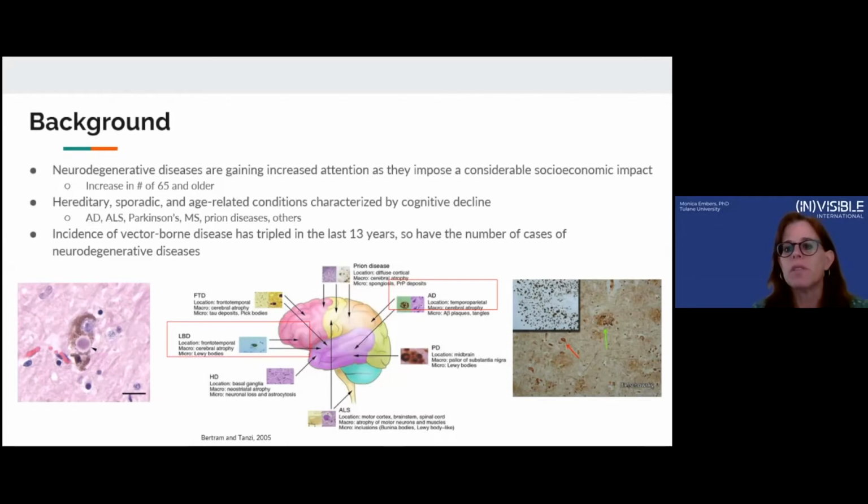As you can see in this image, the clinical manifestations of a particular disease reflect the type of pathological protein that accumulates, the region of the brain that's impacted, and the types of neurons that are susceptible. For this CME, I'm only going to focus on two of these diseases, which are Alzheimer's and Lewy body dementia. In the left image, you'll see an image of a Lewy body, and in the right, you'll see a characteristic Alzheimer's dementia pathology, where the red arrow points to neurofibrillary tangles and the green arrow points to amyloid plaques.